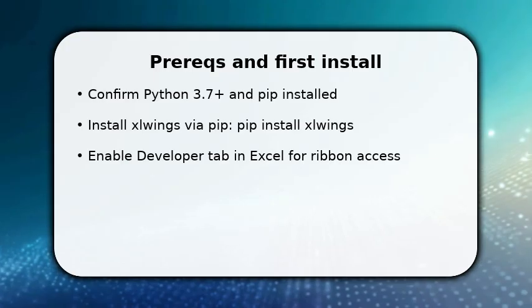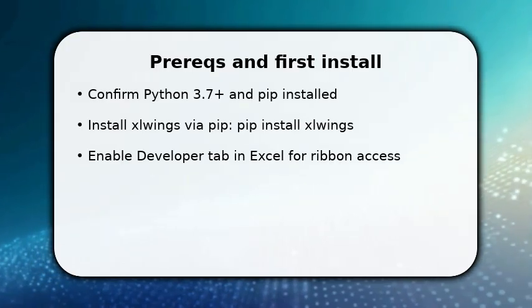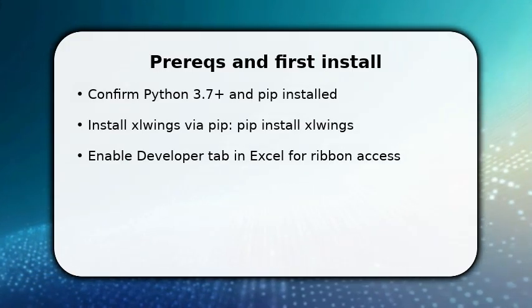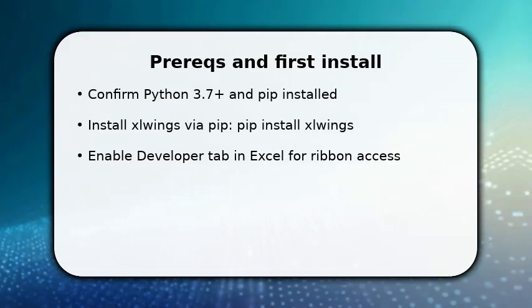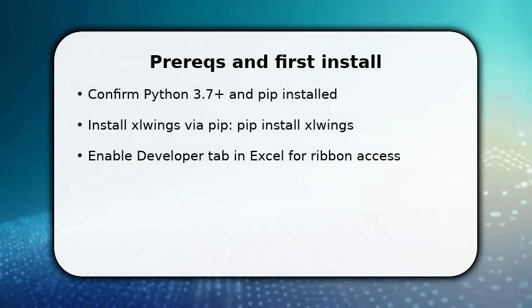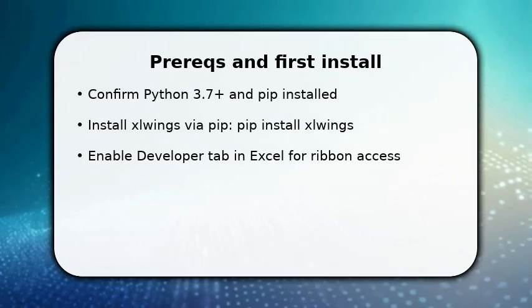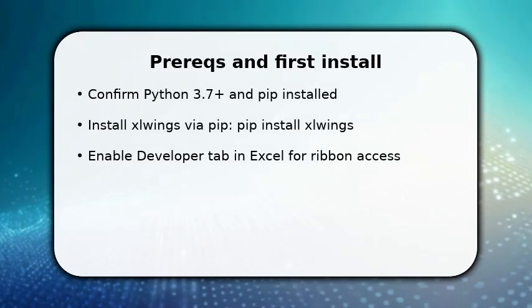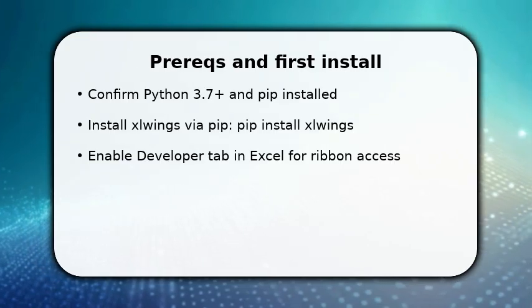You start by confirming Python 3.7 or newer and pip are available. This lets Xlwings bridge Excel and Python. Once done, run pip install xlwings to add the package. Make sure Excel's developer tab is enabled so you can access macros and the add-in later.